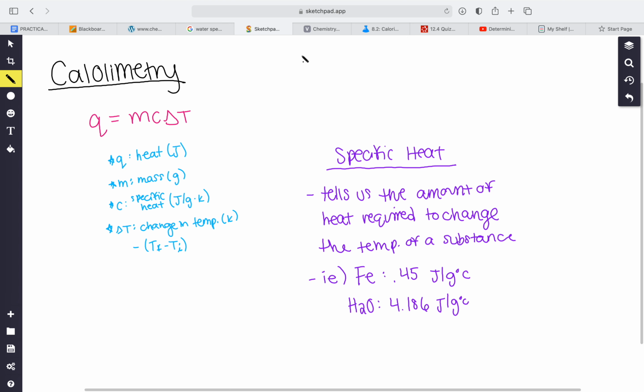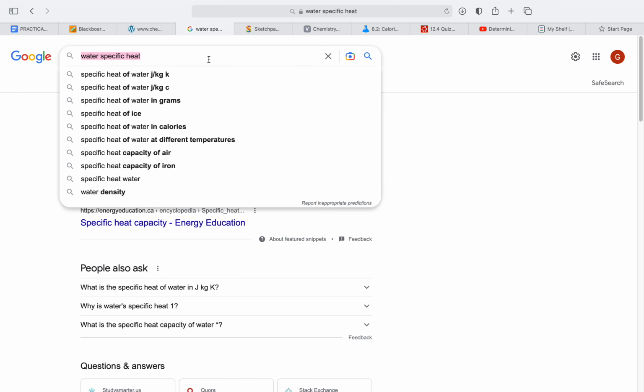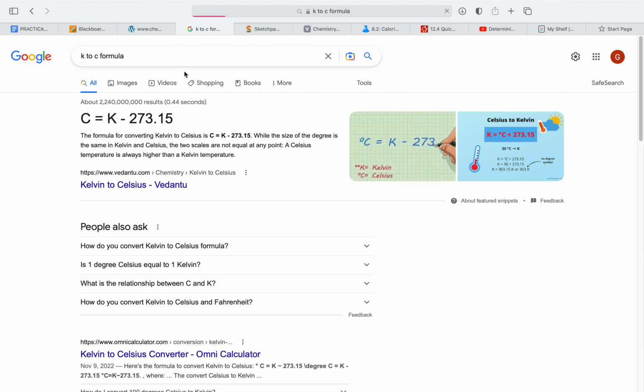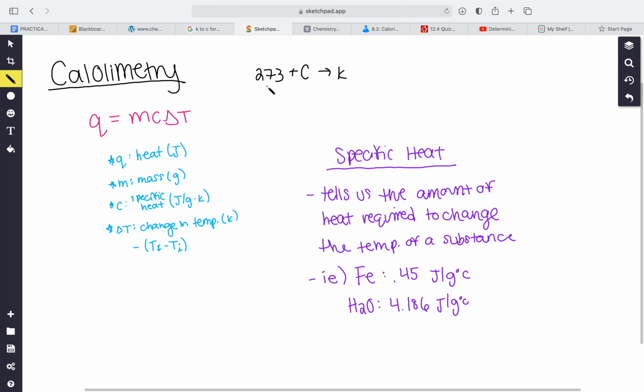I'm pretty sure the conversion to go from Celsius to Kelvin is to add 273. Let me check that with the K to C formula. Yes, 273.15 is what you add. Okay, moving on, we have the delta T, which is the change in temperature. Oftentimes we put this in Kelvin. Again, you can put it in Celsius when you're dealing with a change in temperature because it doesn't matter.